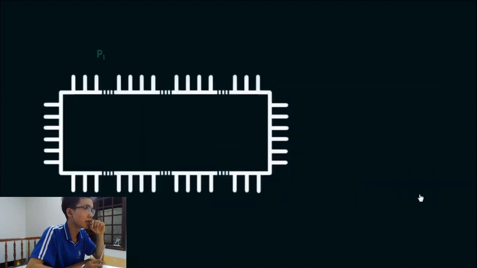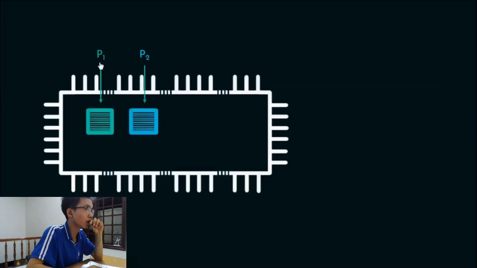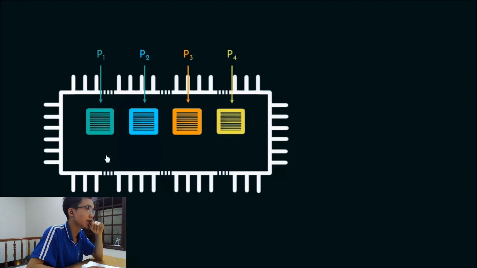Now, consider this organization where we have four different processors named P1, P2, P3, and P4. And all these processors have their own private caches.